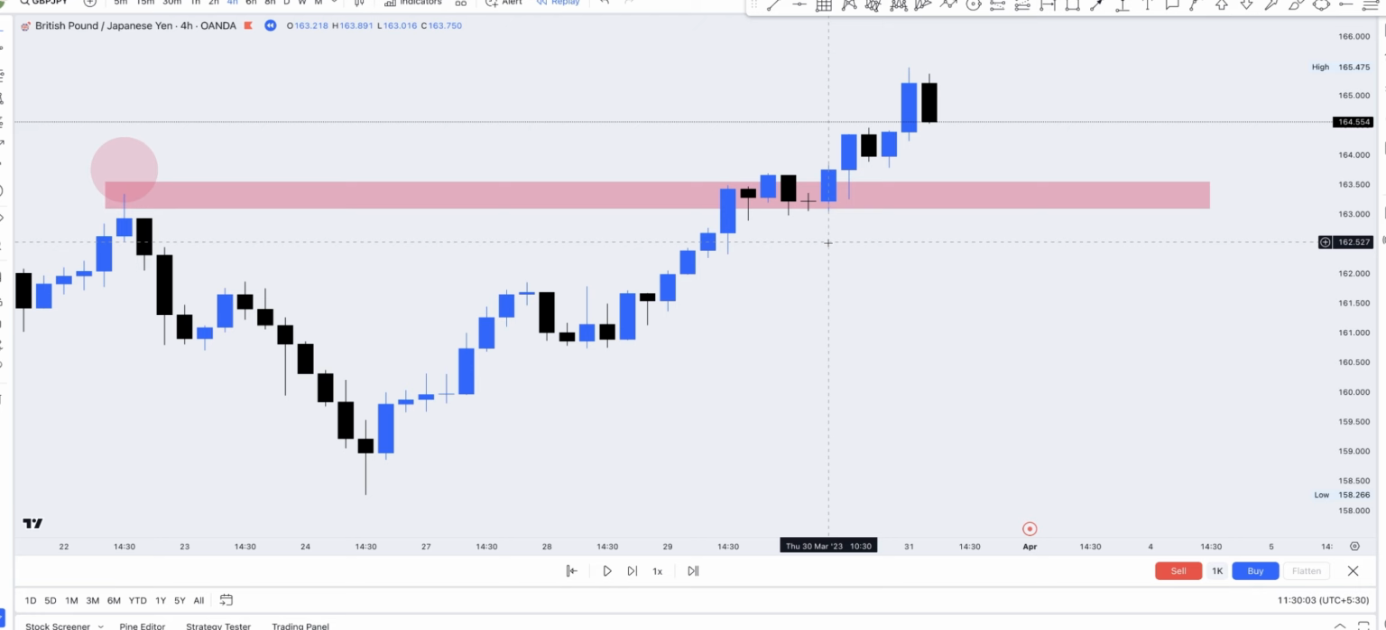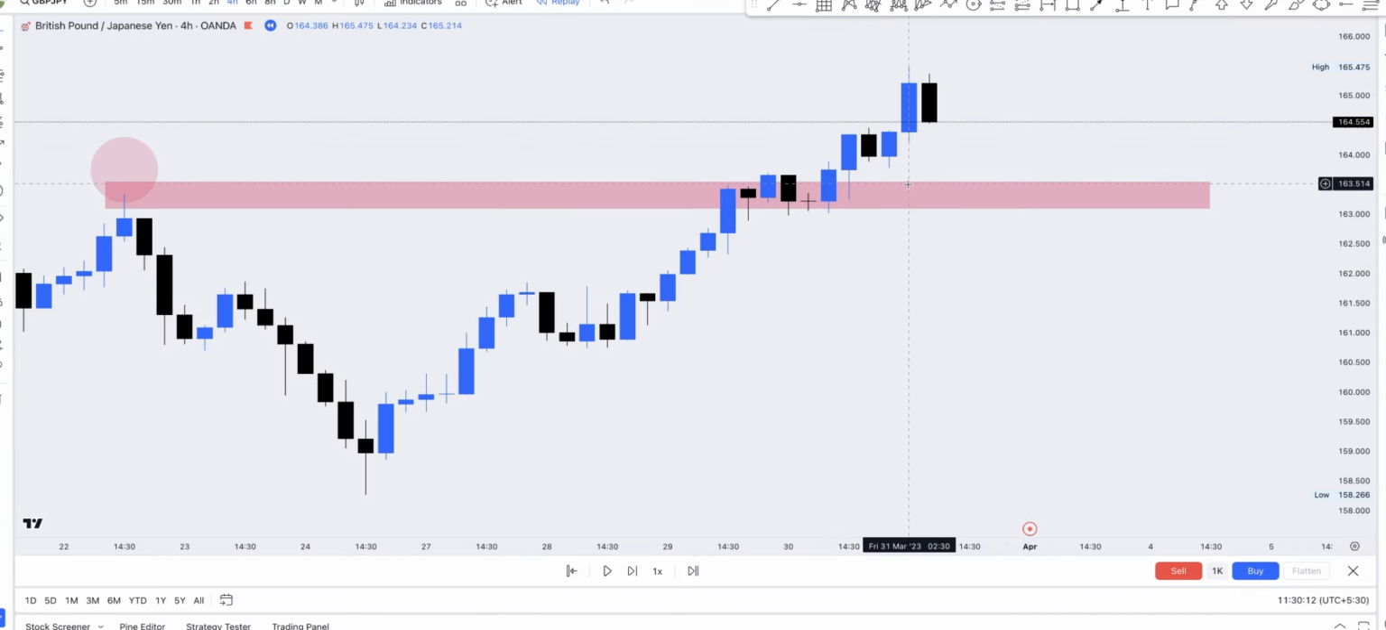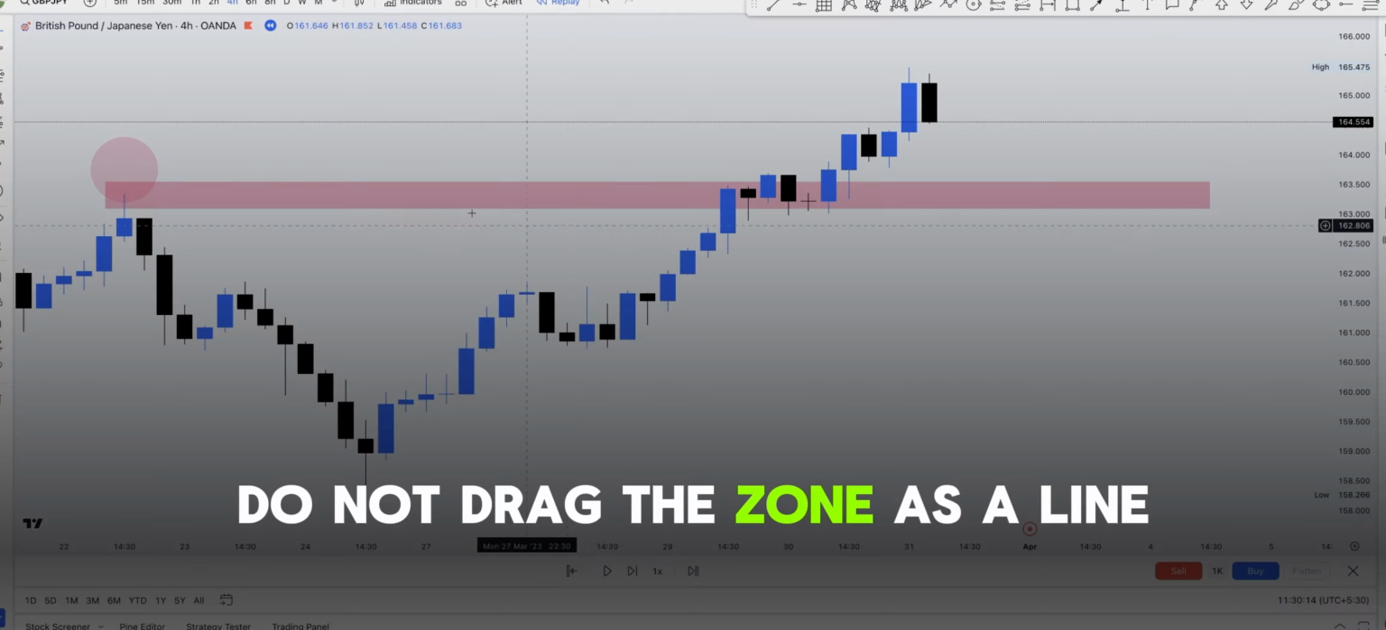Now, like I also said, when price gets into your zone, we have other patterns you can look out for. So you can look out for rejections. You can also look out for the candlestick pattern. Now, when you want to draw the zone, do not draw the zone as a line. Draw it as a zone.